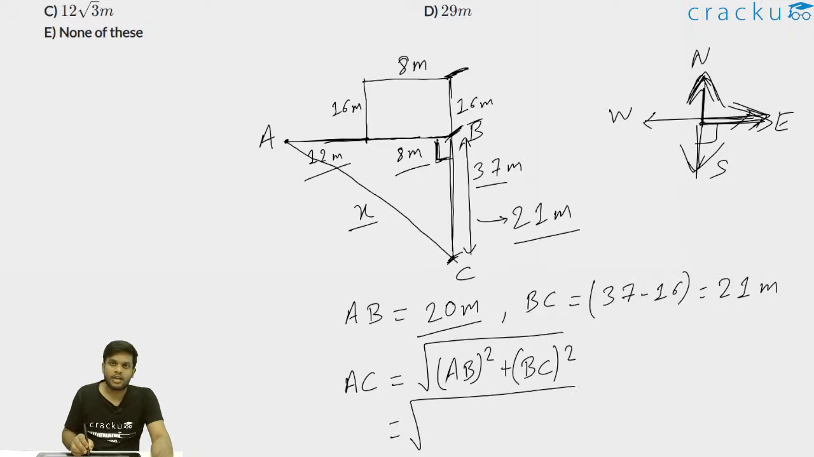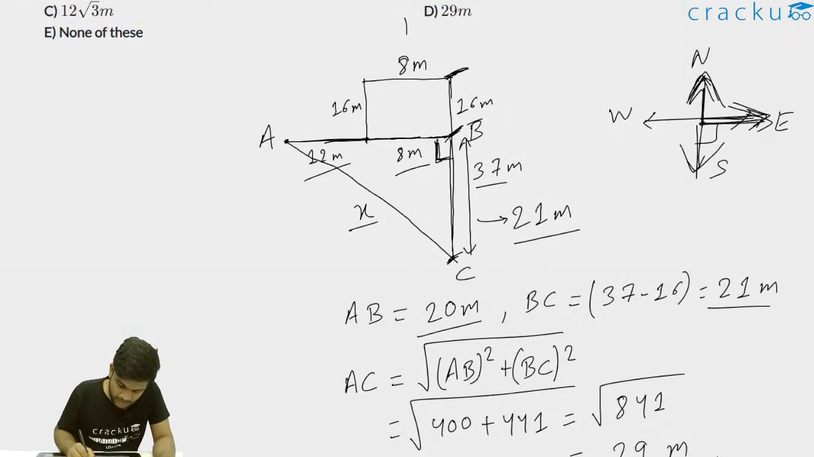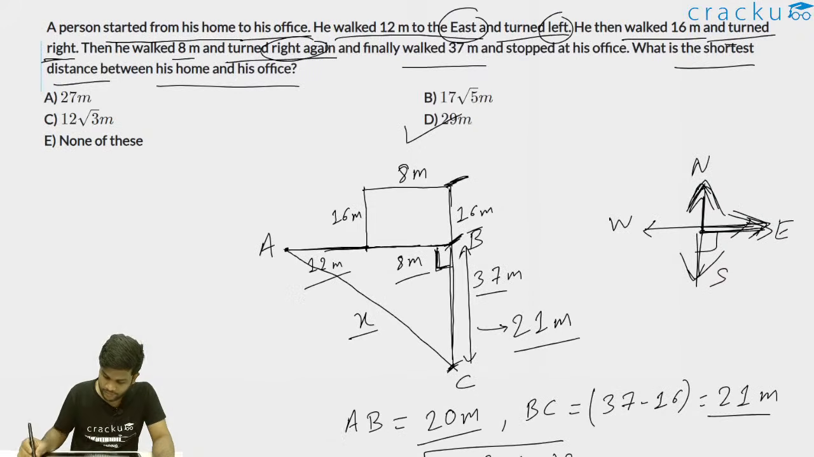Now AB is 20, so 20 square is 400. BC is 21, 21 square is 441. So we will get root under 841, which will be equal to 29 meters. So our answer is option number D, which is 29 meters. Let's look at the next question.